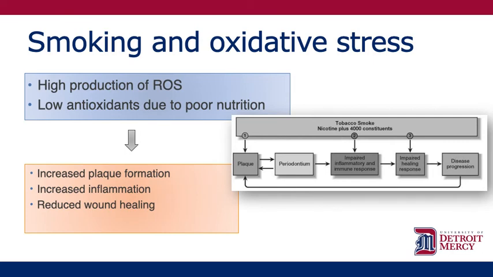So how does smoking impact oxidative stress? First, tobacco smoke produces high levels of reactive oxidative species. Not only that, but due to the poor nutrition of smokers, the antioxidant capacity is reduced. This leads to increased plaque formation, which leads to a prolonged impaired inflammatory response. That in turn also causes impaired wound healing and the progression of periodontal disease.